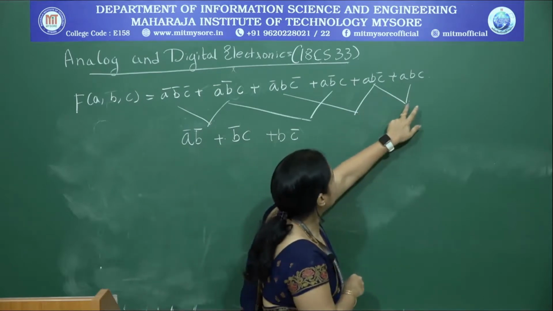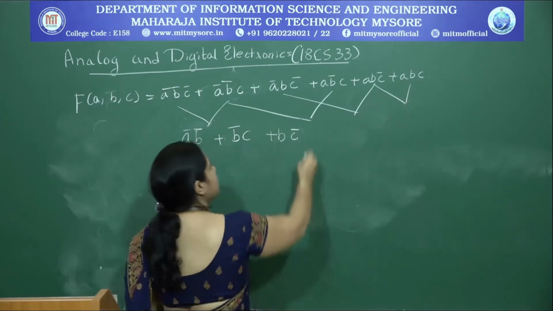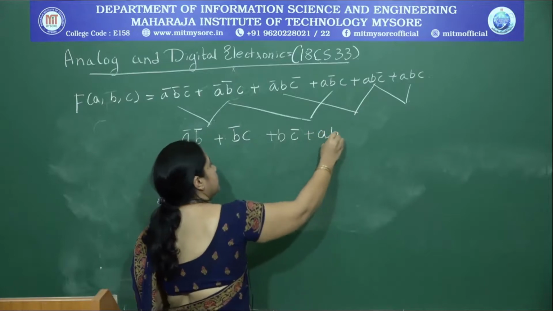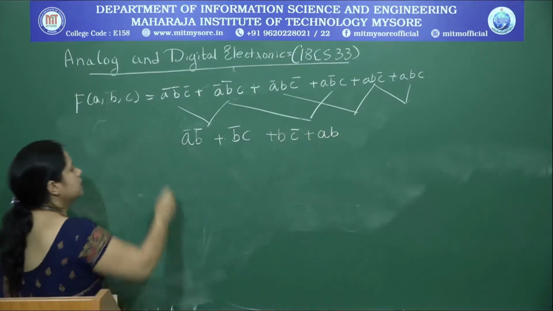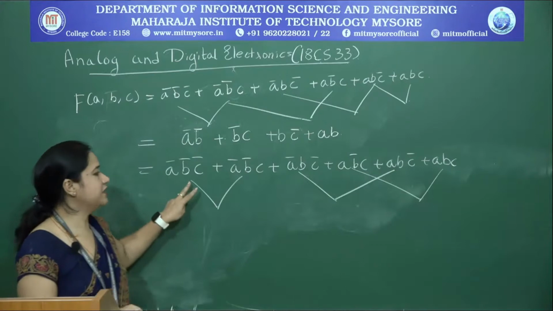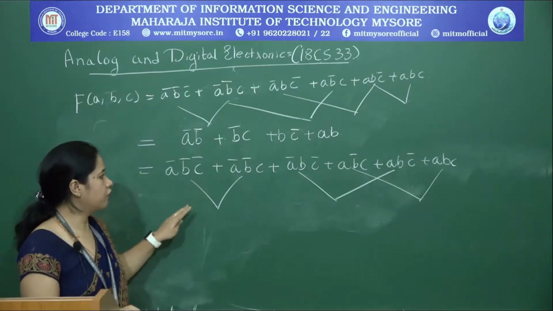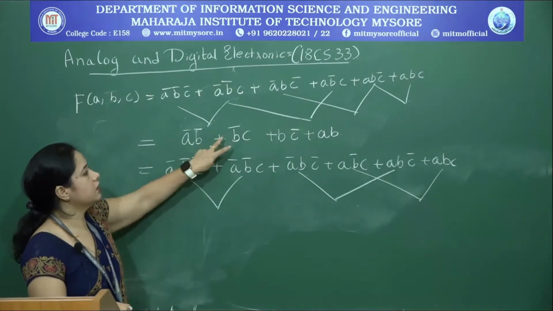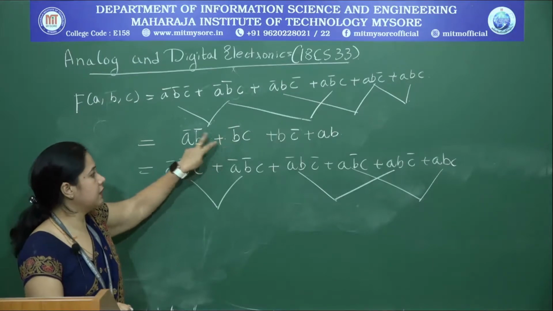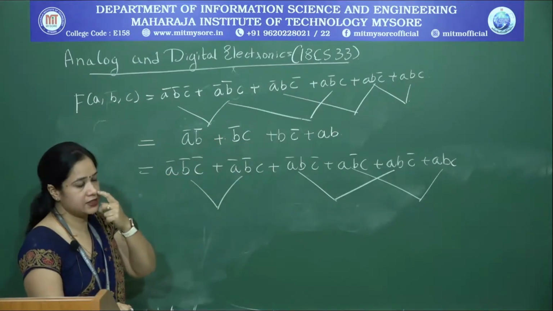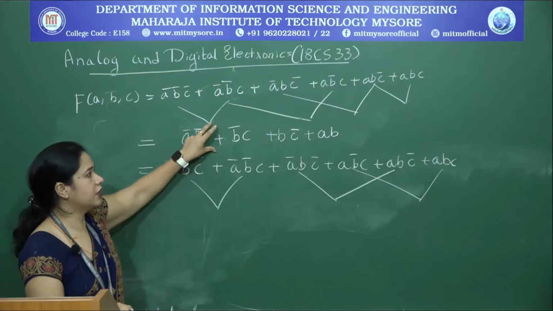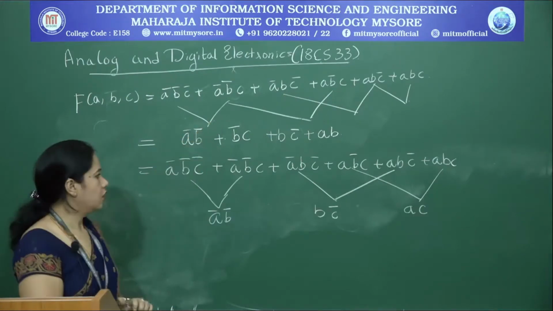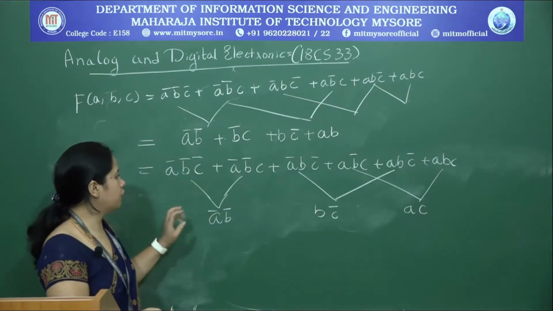Finally, this A B C bar and A B C, C bar gets eliminated. We end up getting this. This is one possible solution. Now, I will try out a different pair of combinations, and please note here we have applied the uniting theorem and there is no room for me to apply the consensus theorem. So, this cannot be further reduced using the second step.